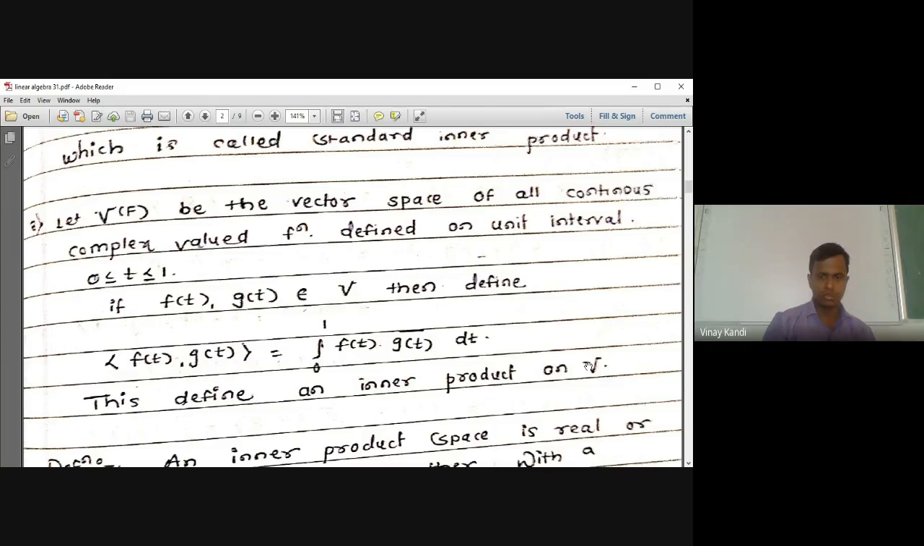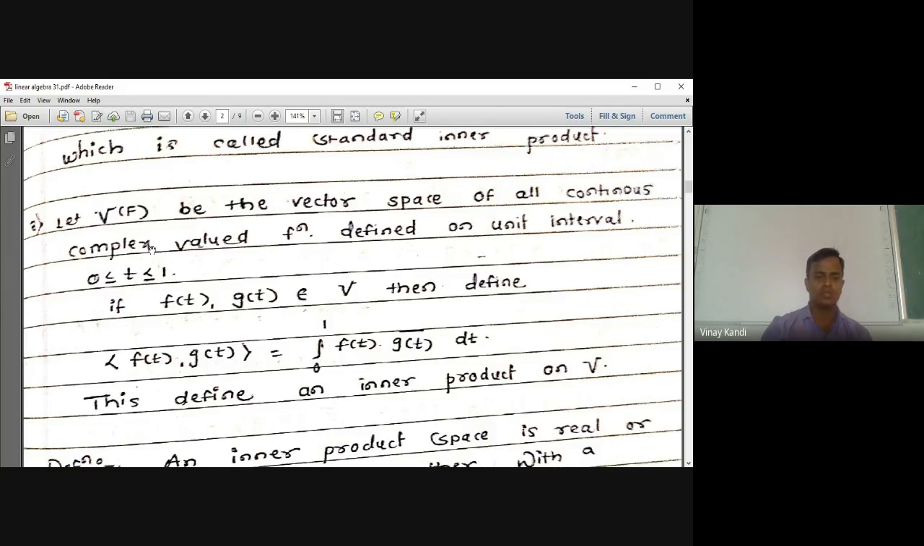So these are the examples of standard inner products. This defines an inner product on V because this vector space satisfies all the four properties which we have seen on the last page. Hence, this vector space is an inner product space.